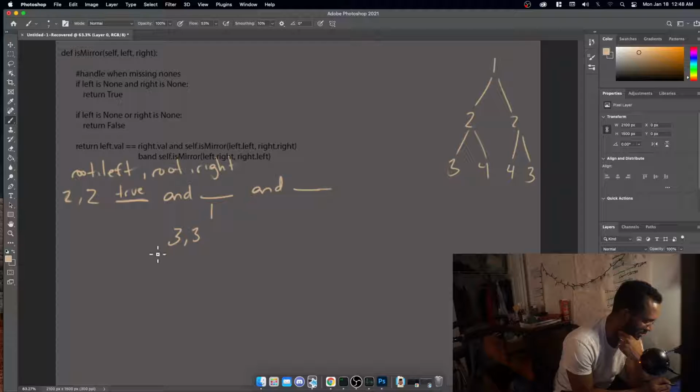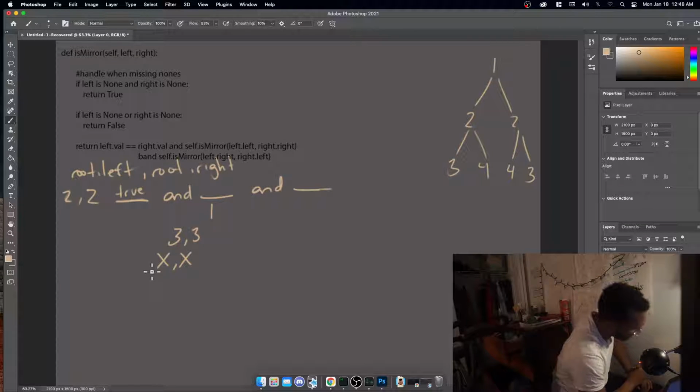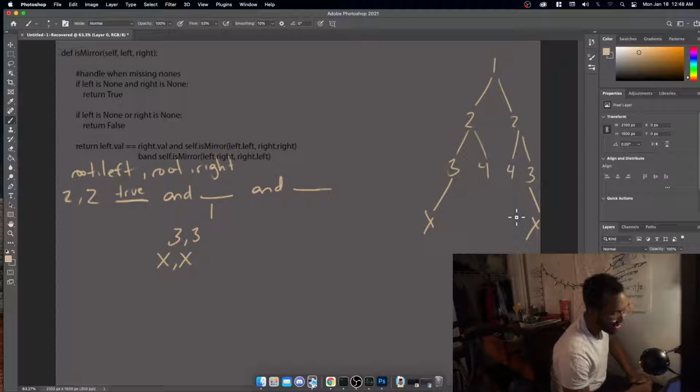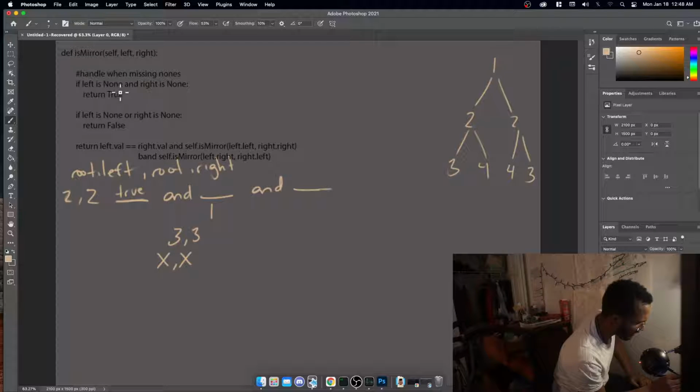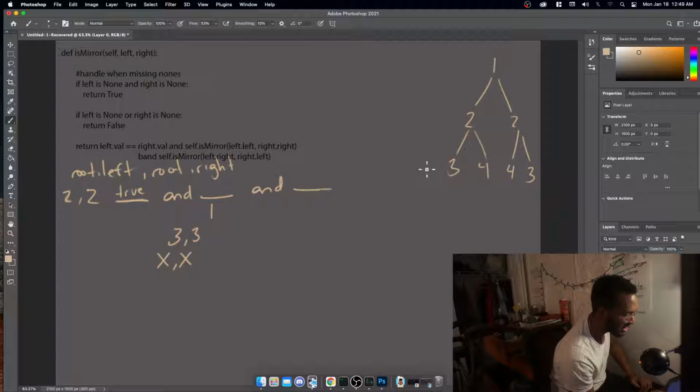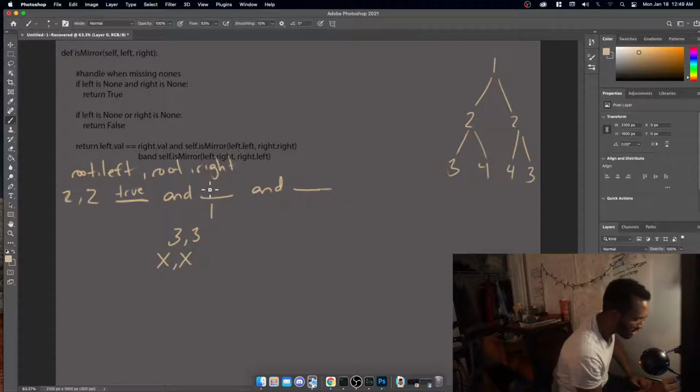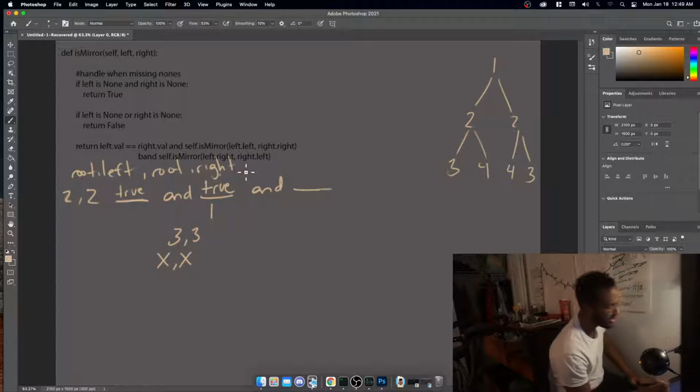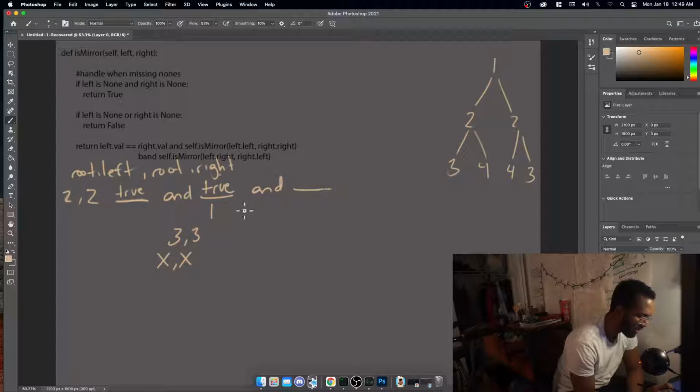So we go into isMirror, and what we're working with is x and x, right? We're saying, hey, both x and x are none because there's nothing there in the tree. So we're saying, if left is none and right is none, we'll return true. Both of these nodes are symmetrical in the sense that both of them are missing nodes. So we're just going to say return true. That's kind of dope. Remember, that now means we have 2 of the 3 expressions done, right?